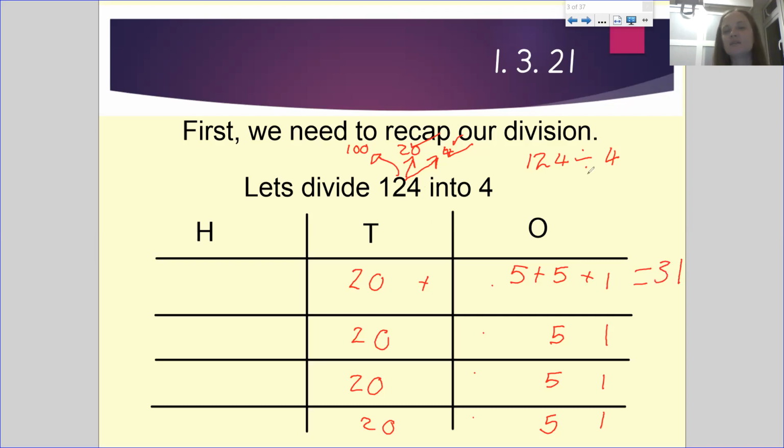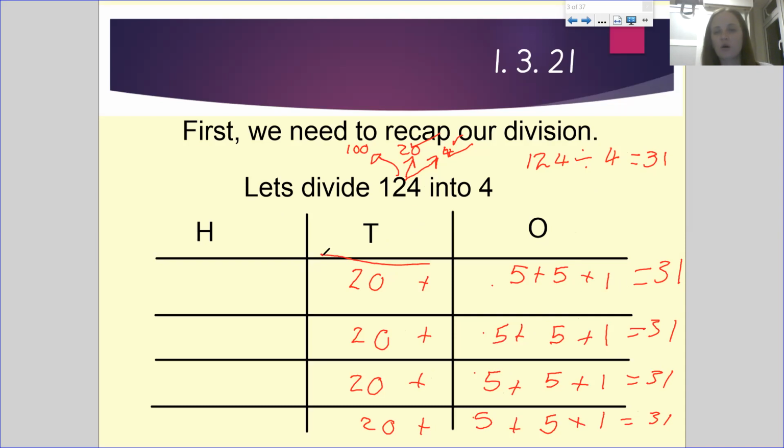So if I had to say 124 divided by 4, it would give me 31 in each one of those 4 groups. This would equal 31. That would equal 31. We've got our 5 from our 25s, and these are 20s. And you would add them all together, and one of these groups will give you the answer to our question.